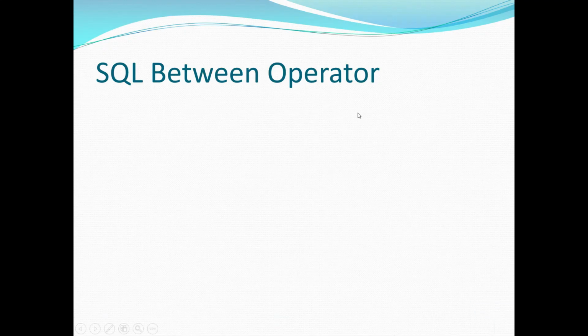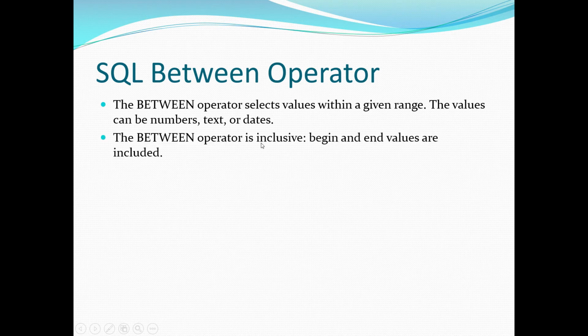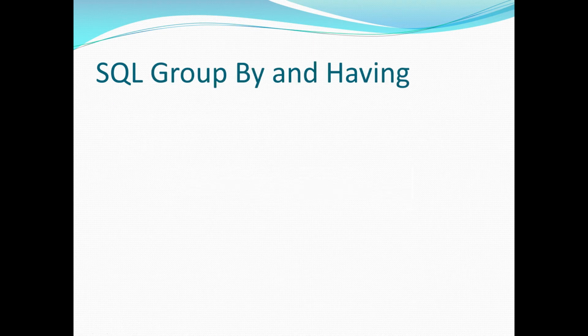SQL BETWEEN operator. The BETWEEN operator selects values within a given range. The value can be a number, text, or date. The BETWEEN operator is inclusive: begin and end values are included. The syntax is very simple. Inside the WHERE condition, the column name BETWEEN, for example, 1 and 30. So this is the range of values. BETWEEN is used for a range. You can try BETWEEN on your own. This is very simple.